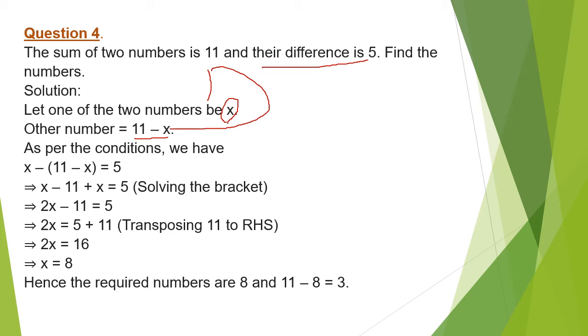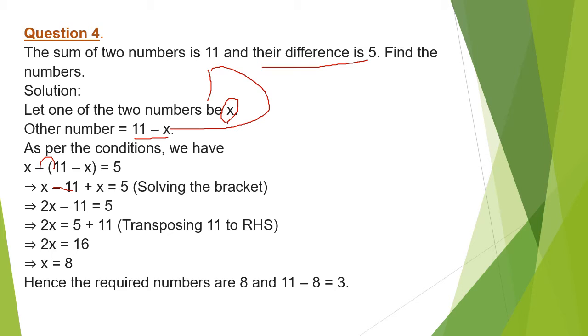Write down the x as it is, but now we want to solve the brackets. To solve the brackets, we multiply the symbol with the internal terms of the bracket. Here there is no number, so we multiply the internal terms with the minus sign. Minus into plus, minus 11. Minus into minus, plus x, which is equal to 5.